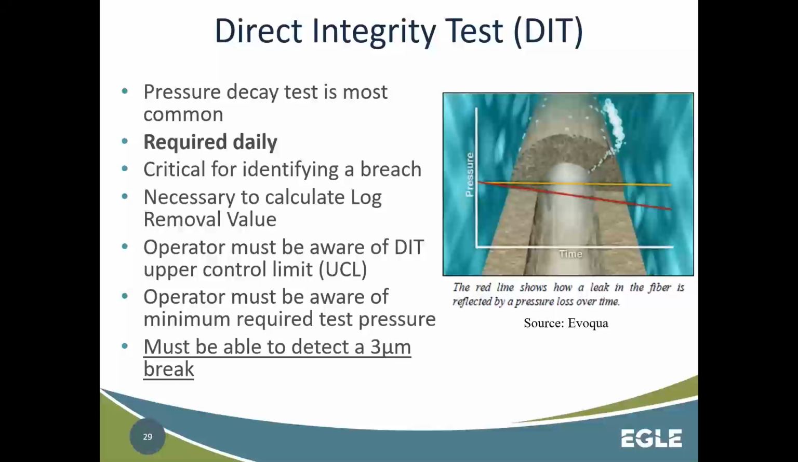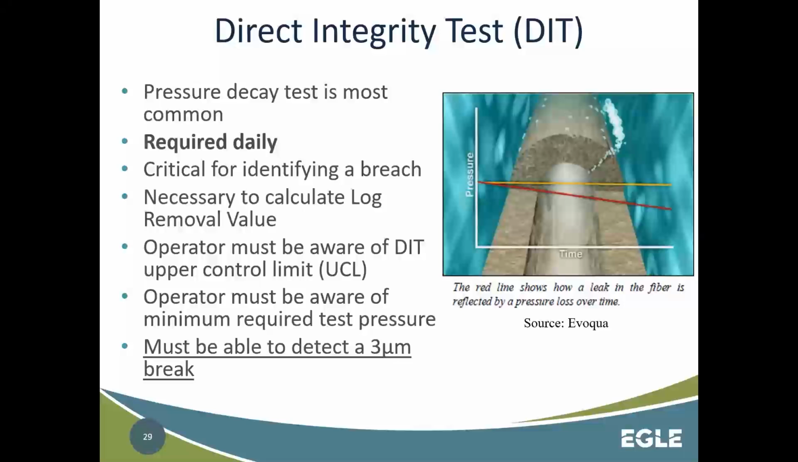And there's no magic regulatory number. That is a manufacturer model specific value. And so a fundamental part, and this is something that Eagle will ask during sanitary surveys when we're out at a membrane plant, are you aware of what we call your upper control limit? So that's basically the pass or fail value for your direct integrity test. You have to know what that is. And if you don't, you contact the manufacturer and they'll be able to provide that for you.